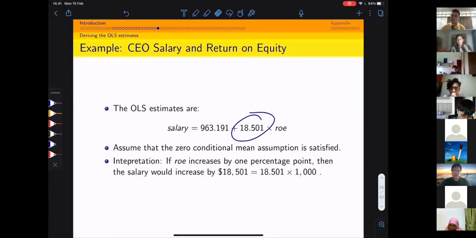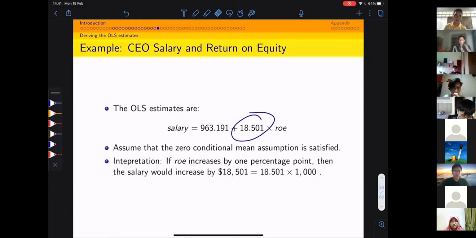Any questions from this? So you saw the interpretation of beta 0, and now you also see the interpretation of beta 1 hat. Hopefully you get an idea of the way to interpret it. Any clarification?